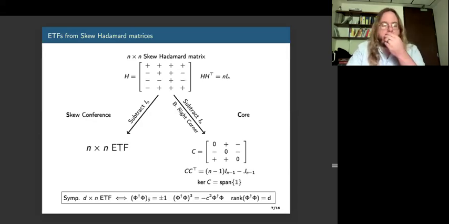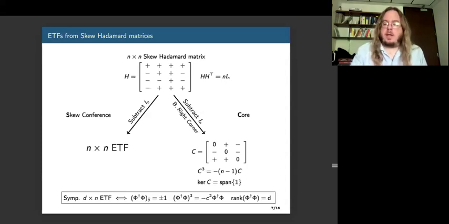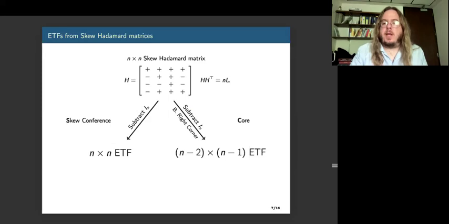So I'm going to apply the same thing that I did in the previous example. C transpose is negative C. I'll move that negative to the other side. You can see that change there. And then I'll multiply through again by C. Now, I have C cubed as a negative multiple of C, but I have this CJ on the other side there. But remember that the kernel of C is spanned by the all ones vector. So when I multiply C times the all ones matrix, I just get 0. So in fact, C does satisfy this cubic, and I have the Gram matrix of an n-2 by n-1 ETF on my hands.